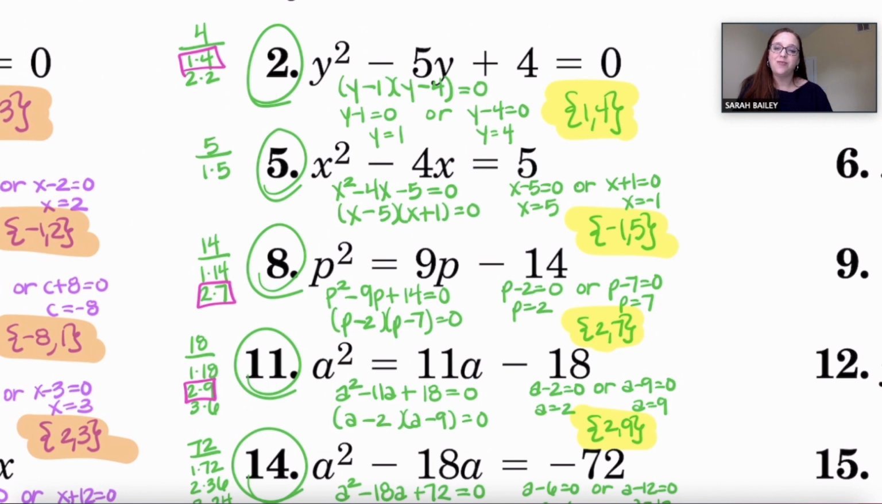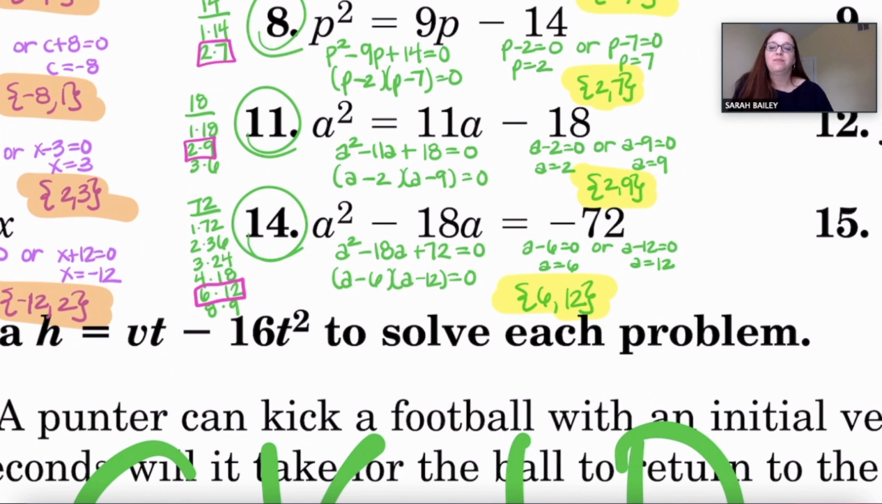Okay guys, so now you're going to check over your work. So you should be able to see 2, 5, 8, and 11. So pause the video and check those now. Okay, and there's 14.